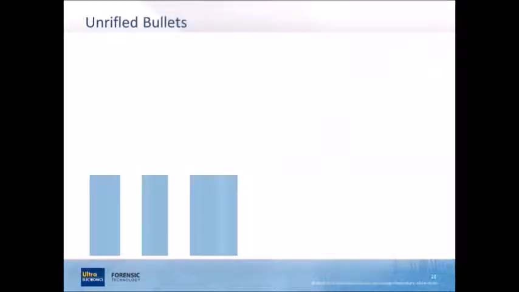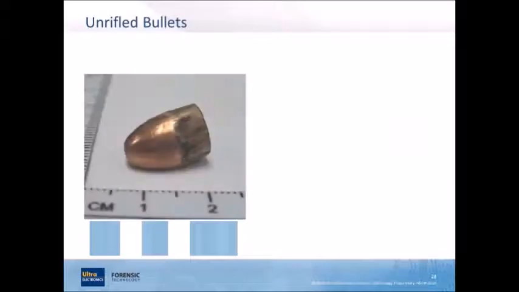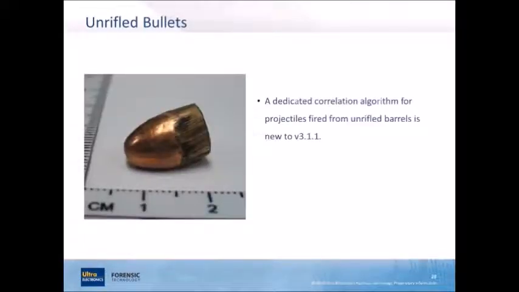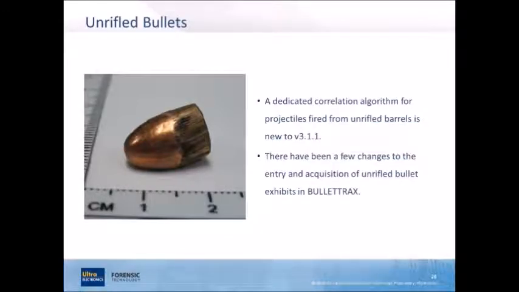Okay, so finally for BULLETTRAX, we'll move on to unrifled bullets. In version 3.1.1, there is for the first time a dedicated correlation algorithm for projectiles fired from unrifled barrels. There are a couple of changes to the entry and acquisition processes, so we'll go through them now.